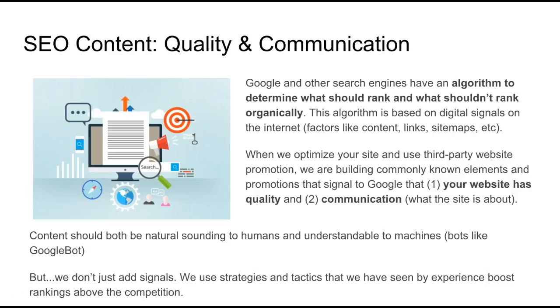Google and other search engines have an algorithm to determine what should rank and what shouldn't rank organically. This algorithm is based on digital signals on the internet, factors like content, links, sitemaps, etc. When we optimize your site and use third-party website promotion, we're building commonly known elements and promotions that signal to Google that, one, your website has quality, and two, it's communicating what the site is about.